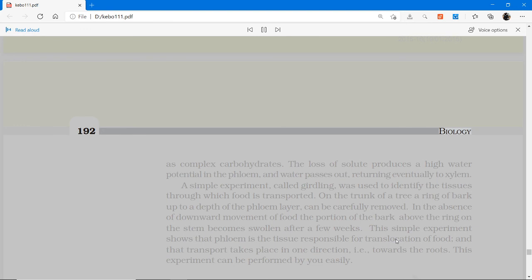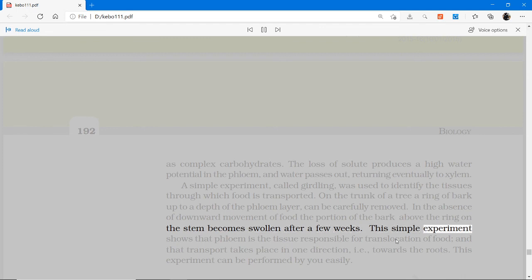As complex carbohydrates, the loss of solute produces a high water potential in the phloem, and water passes out, returning eventually to xylem. A simple experiment, called girdling, was used to identify the tissues through which food is transported. On the trunk of a tree, a ring of bark up to a depth of the phloem layer can be carefully removed. In the absence of downward movement of food, the portion of the bark above the ring on the stem becomes swollen after a few weeks.